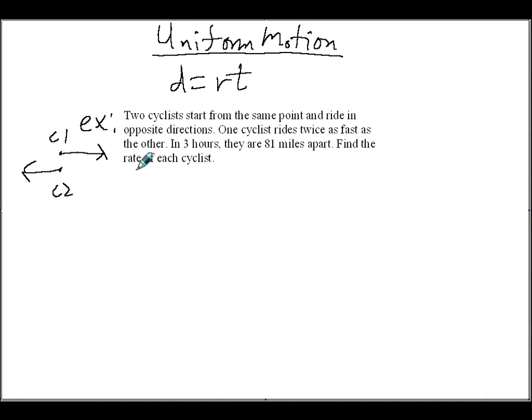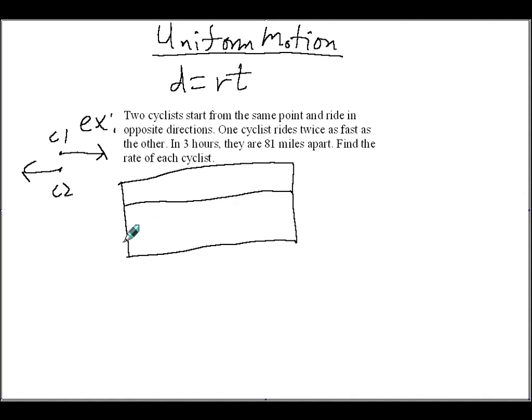So let's go ahead and look at how we can answer how fast each cyclist is going. So let's put that equation here into a table. Let's make a table of 3 rows and 3 columns. All right. So let's make a nice box here. Do the best you can. All right. 3 rows. And actually more than 3 columns, I should say.